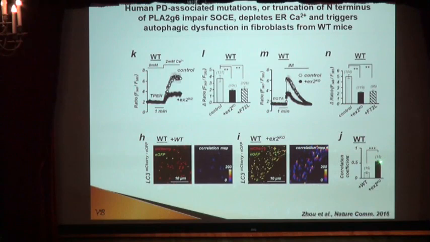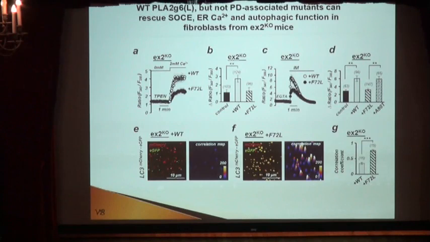autophagic dysfunction. We can also do the opposite, and we can rescue if we take now these exon 2 knockout cells by expressing wild-type protein, but not this PLA2 group 6, not the PD-associated mutant. We can actually restore normal calcium function, ER, and we can also restore normal autophagic function. So PLA2 seems to really guide all those processes.